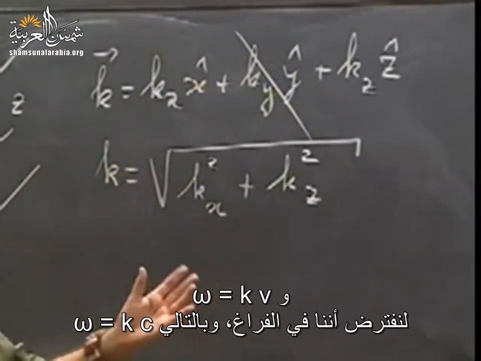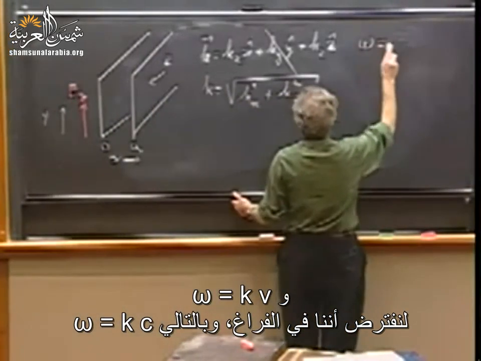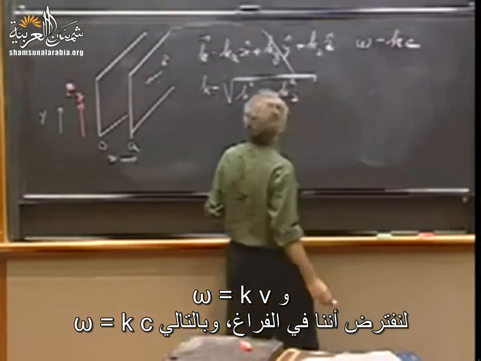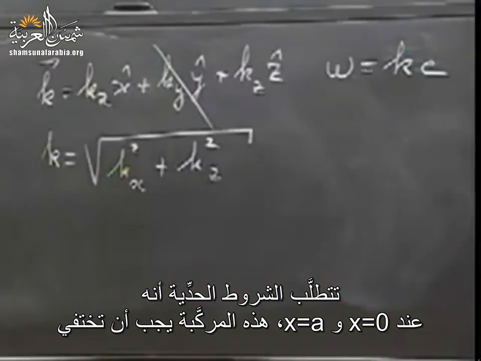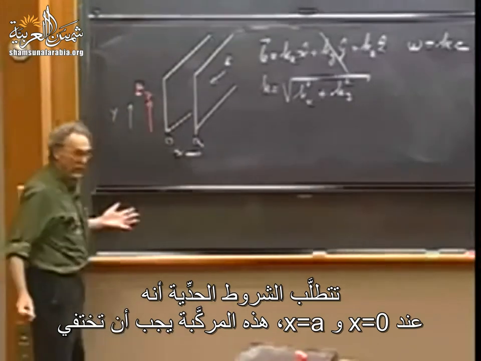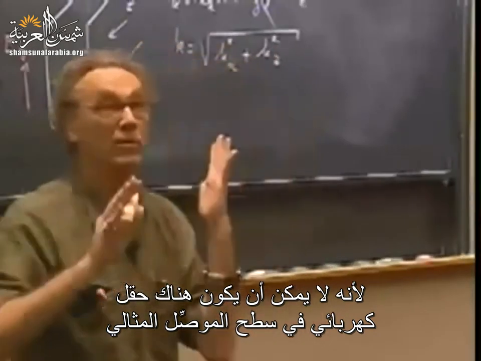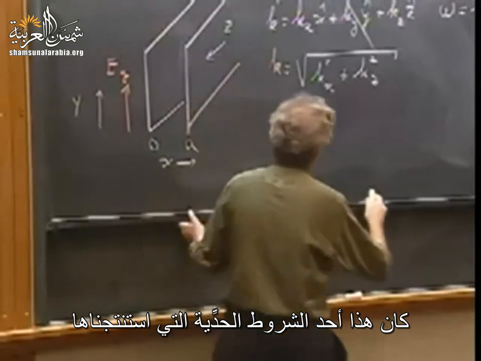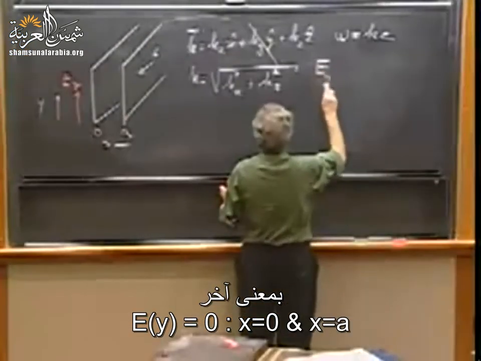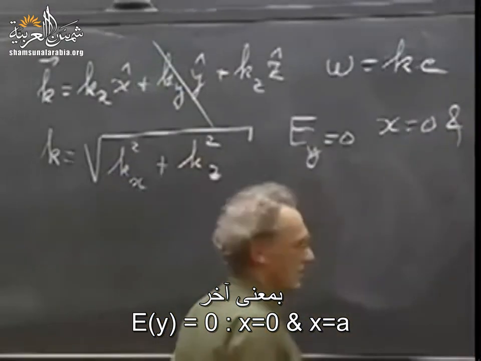Omega is K times V. Let's assume this is in vacuum, so omega is K times C. The boundary conditions demand that at x equals 0 and at x equals a, this component must vanish, because you cannot have an electric field in the surface of an ideal conductor. That was one of the boundary conditions that we derived. In other words, E of y must become 0 for x equals 0 and x equals a.